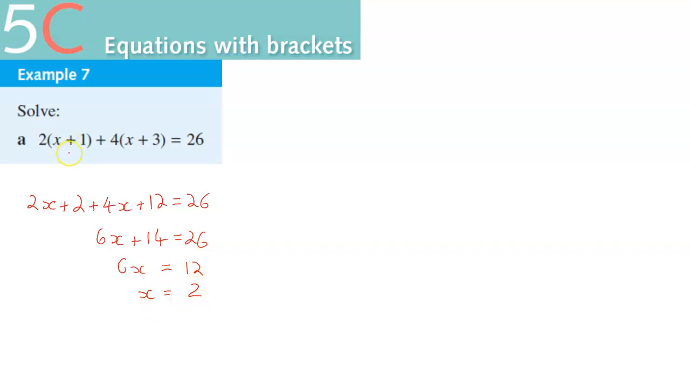Again, I can double check if x equals 2. 2 plus 1 is 3, times 2 is 6. 2 plus 3 is 5, times 4 is 20. 20 plus 6 is 26. So I know I've got my solution correct.